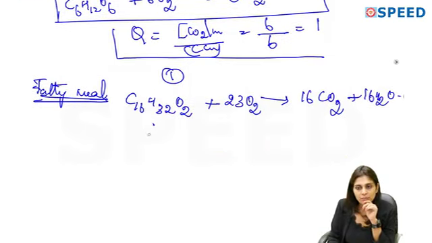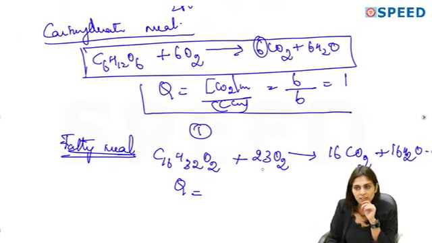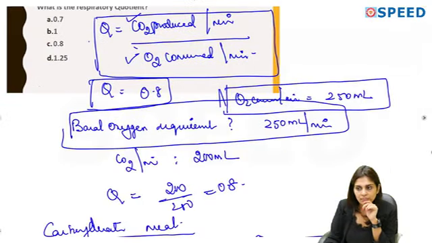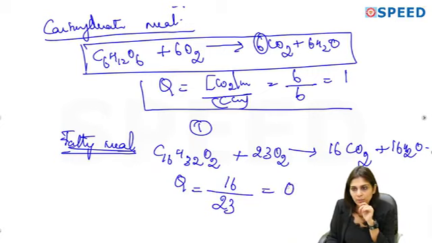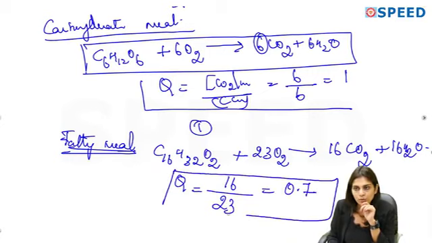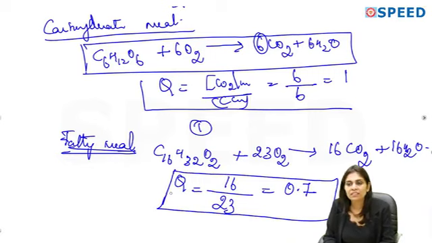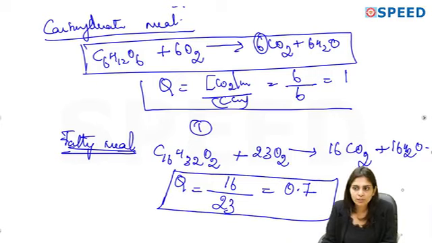Now tell me what happens to the respiratory quotient. How many moles of carbon dioxide are produced? 16. Oxygen is 23. 16 by 23 is 0.7. Respiratory quotient is 0.7 if it's a fatty meal. Yes, it is reduced. Carbon dioxide produced is reduced if you are on a fatty meal.